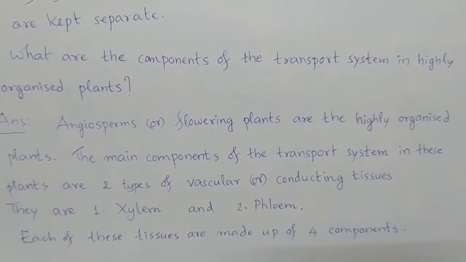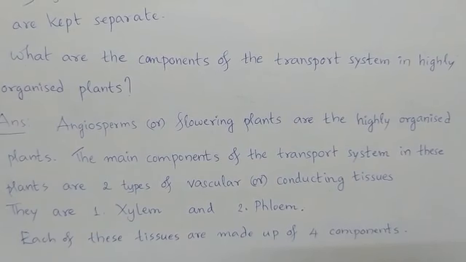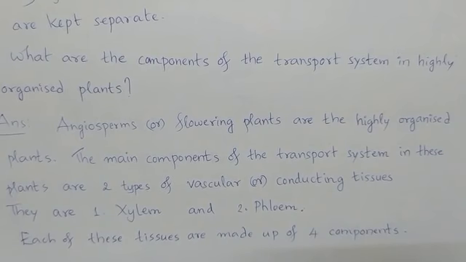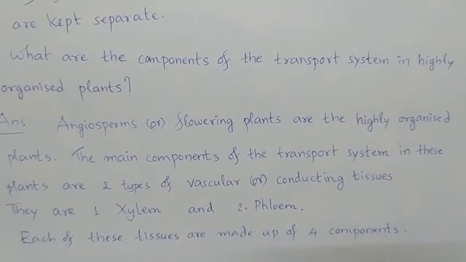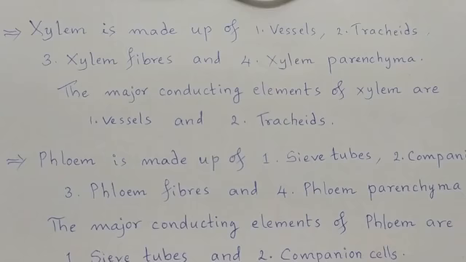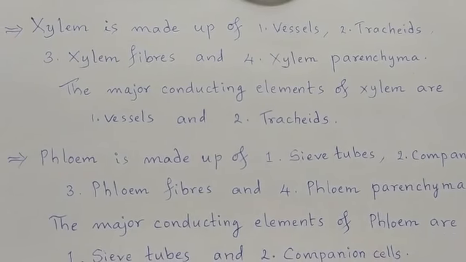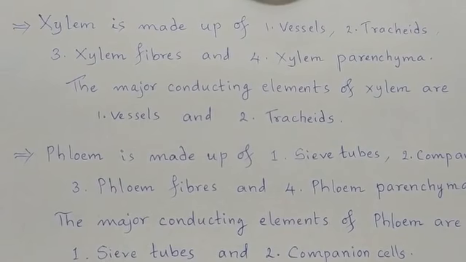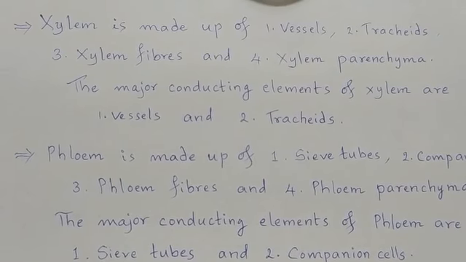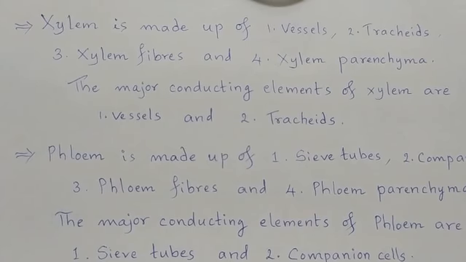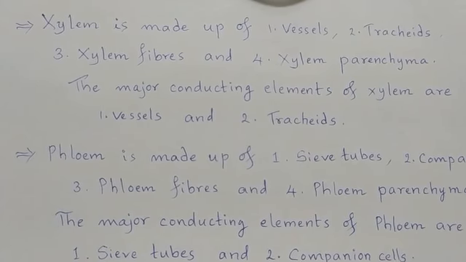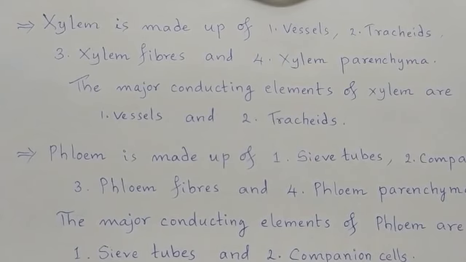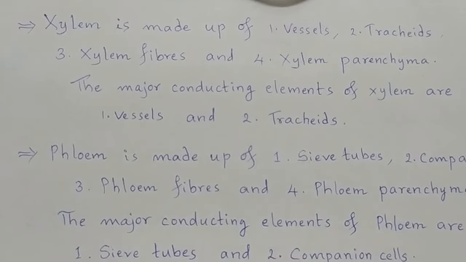And each of these tissues is made up of four components, which you have learnt in class 9th itself. The xylem is made up of four components. They are vessels, tracheids, xylem fibers, and xylem parenchyma. The major conducting elements of xylem are vessels and tracheids.